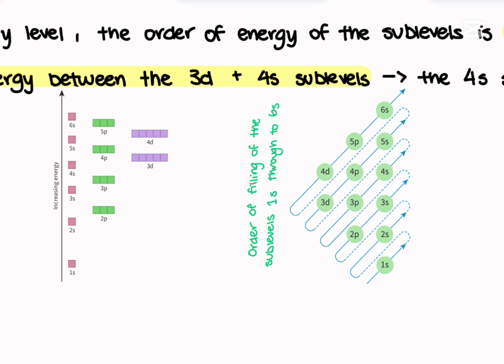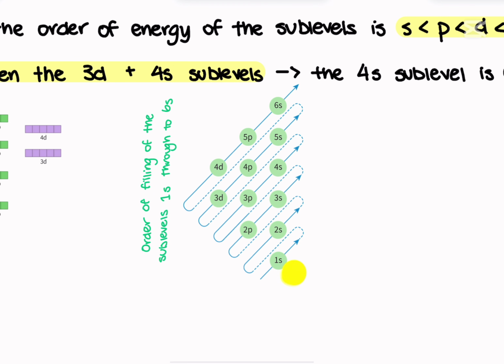But apart from those two, all the other sublevels with a higher main energy level will have greater energy than all of the sublevels of the prior main energy level. So for example, 5S has higher energy than all of the sublevels within the fourth main energy level. So this is the order of the filling of the sublevels from 1s through to 6s.